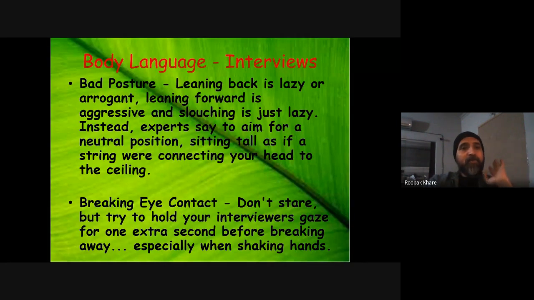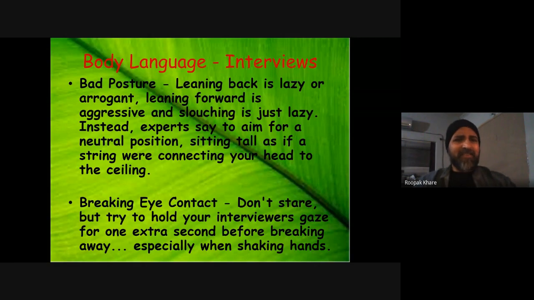Now, I will give you some additional information since we've been talking about communication all this while, and I've spoken about body language in previous classes. Let me also tell you what are the things that you should always keep in mind when your body language is concerned for an interview. So first is bad posture. Leaning back is lazy, arrogant. Leaning forward is aggressive. Slouching is lazy. So you should keep in mind, you should not lean back, you should not lean forward too much, you should not slouch and sit.